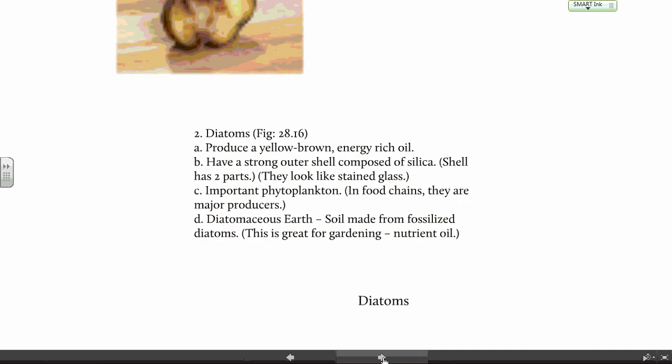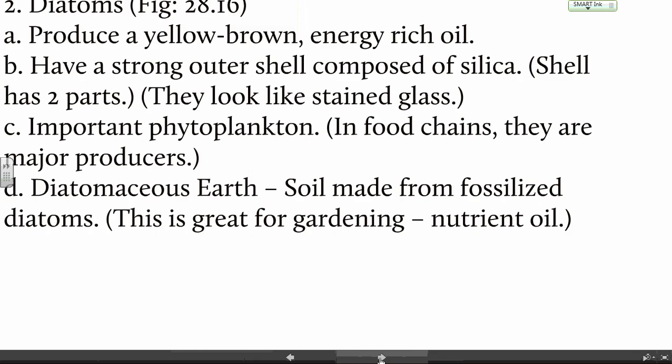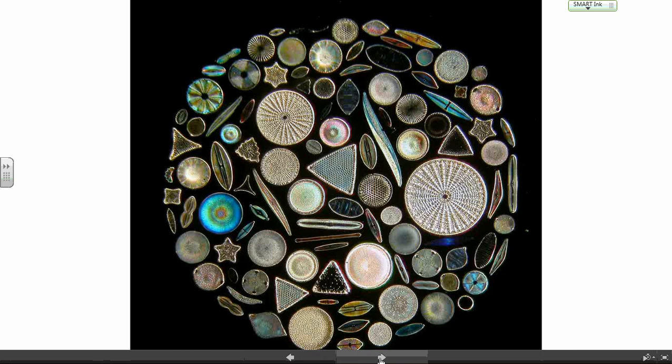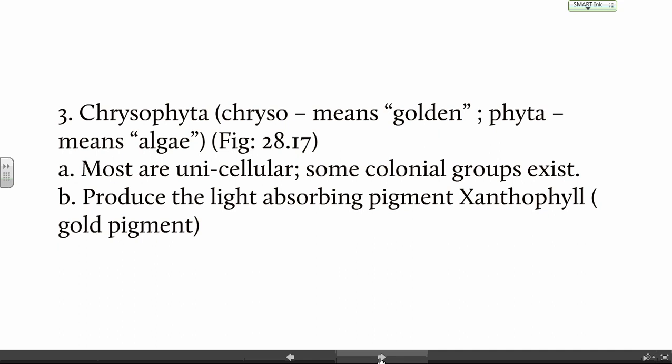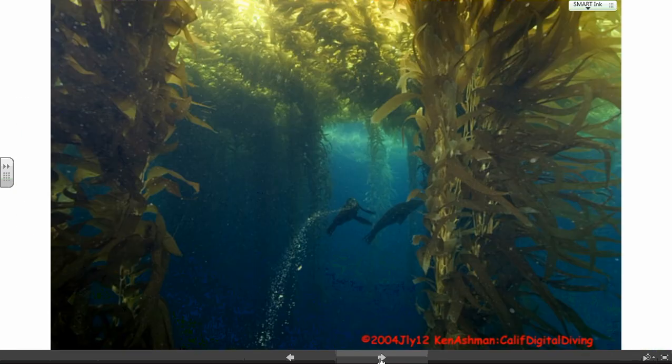Here's what they look like. They're kind of cool looking. Oops. Wrong button. There's a lot of different kinds of diatoms. They all have that glassy-like shell. One other thing that I will mention are these guys.